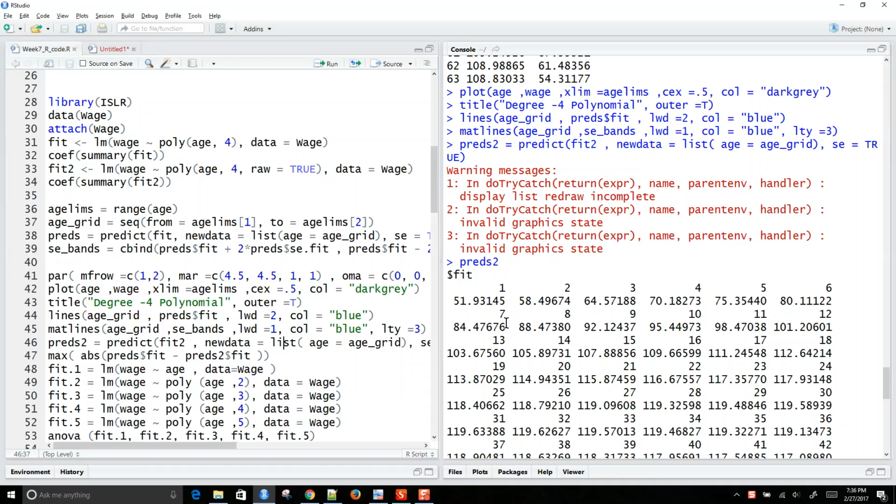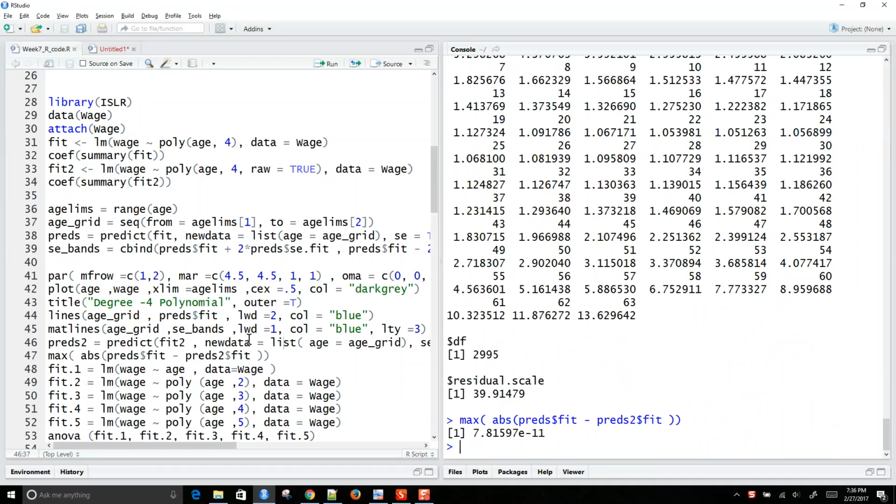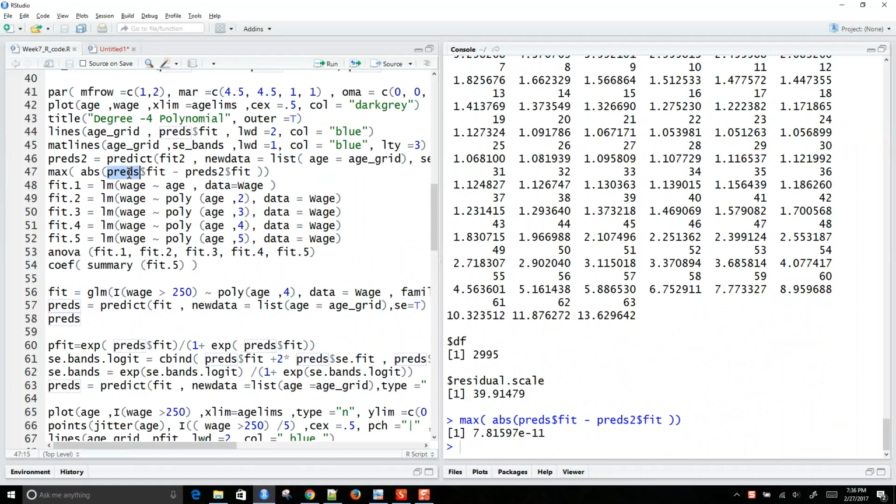And we can see the difference between the predictions using the orthogonal versus the raw scores, and the biggest absolute value difference that we saw is on the order of 10 to the minus 11. So whether you're using poly with raw, which I think is easier to understand, versus the orthogonal polynomials, it doesn't make a huge difference as far as the model that gets fit, even though our coefficients end up being different. So if using raw equals TRUE is easier to understand, then you can go ahead and use that.